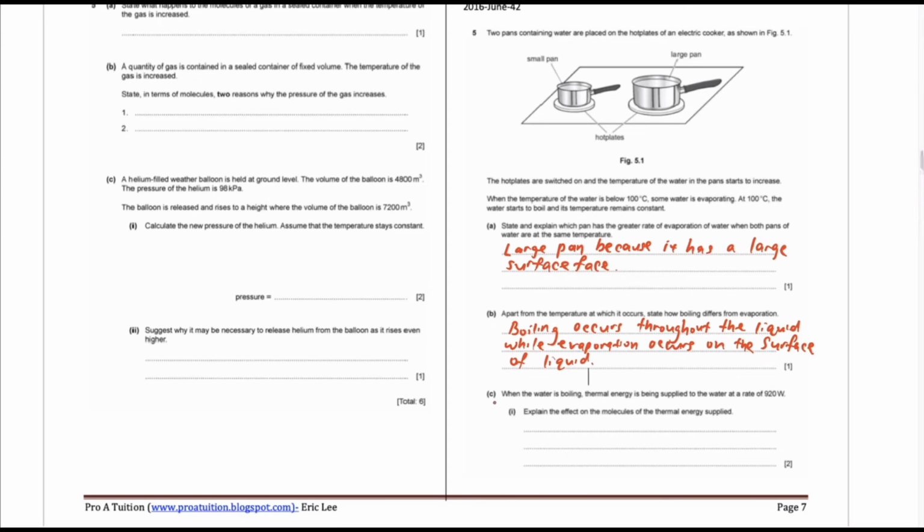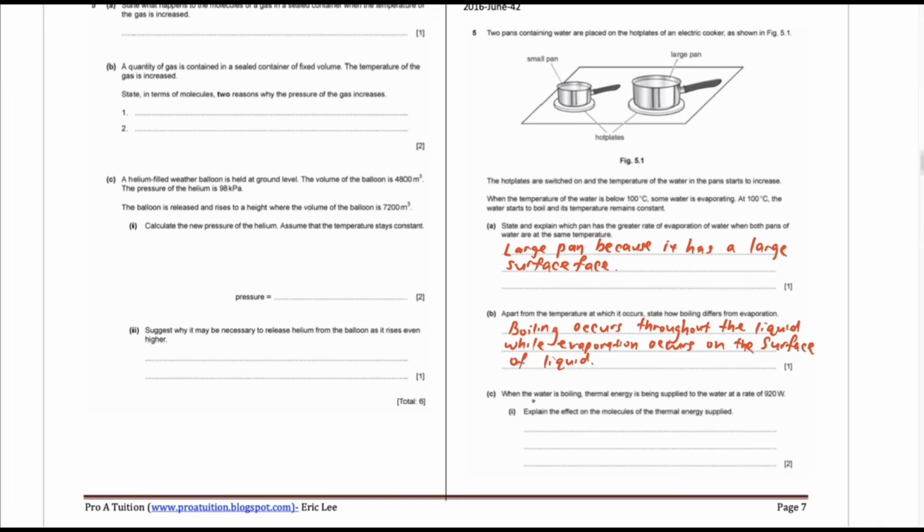Okay, then we look at C. When the water is boiling, thermal energy is being supplied to the water at a rate of 920 watt. So the electricity supplies this power. Explain the effect on the molecules of the thermal energy supplied. So the effect on the molecules.